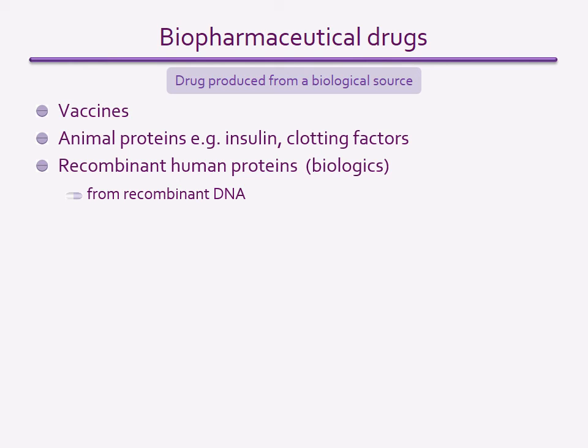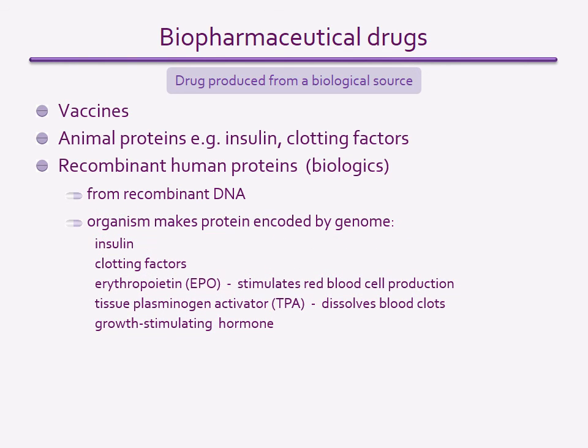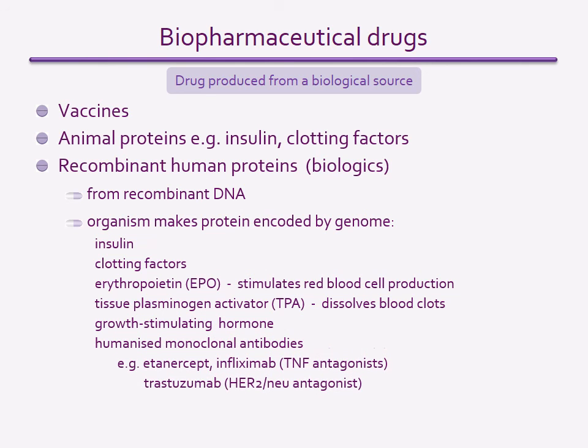Examples of recombinant human protein drugs available today include insulin and clotting factors, growth hormone and erythropoietin to stimulate red blood cell production, as well as tissue plasminogen activator to dissolve blood clots, for example in stroke. The list also includes humanized monoclonal antibodies, which act as antagonists in biochemical pathways. Etanercept, infliximab and trastuzumab are examples of monoclonal antibodies produced by recombinant technology.